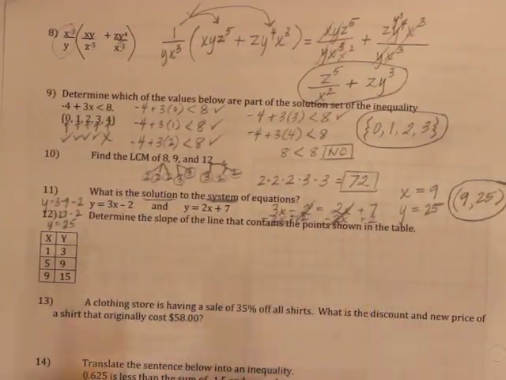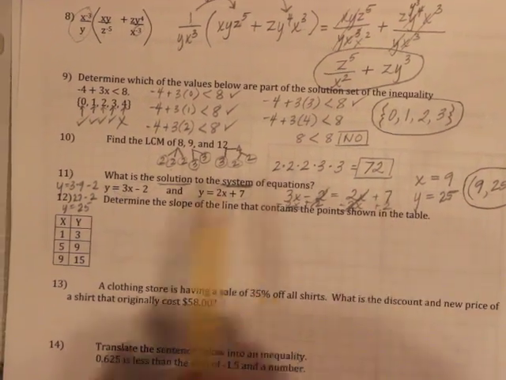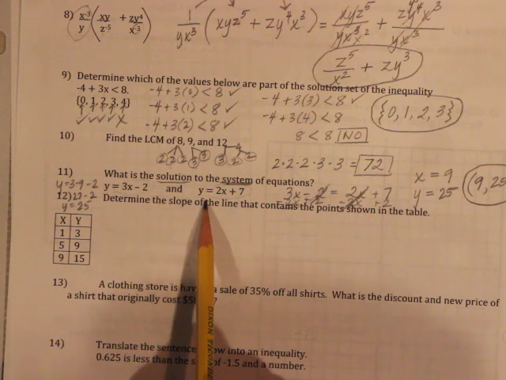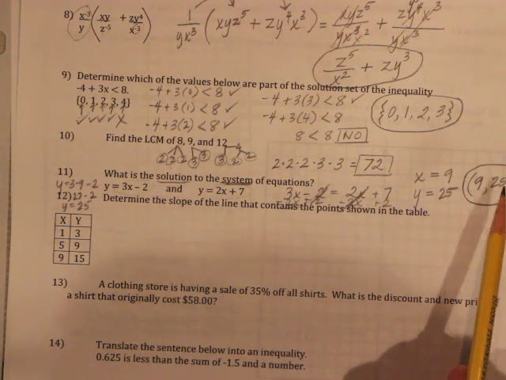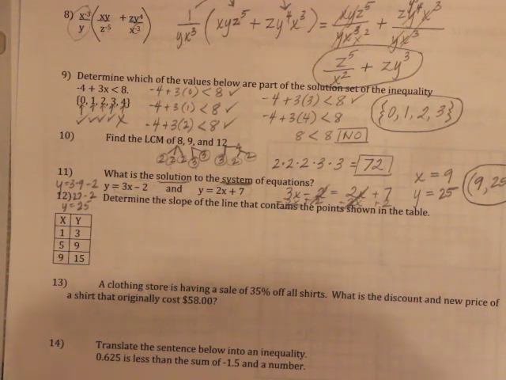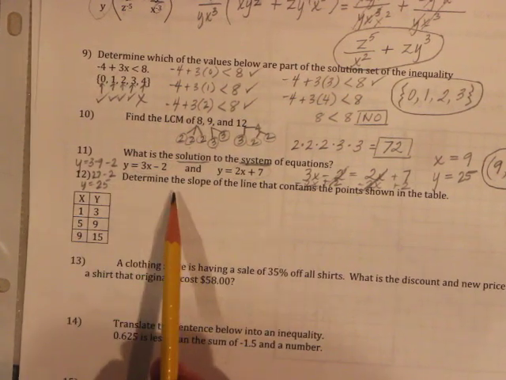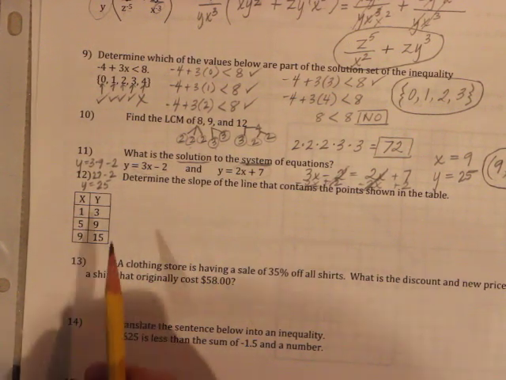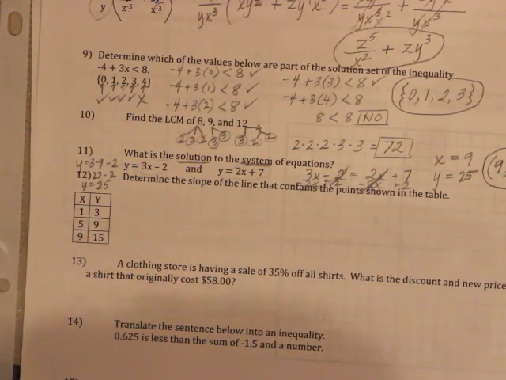That's the solution to the system of equations. These two equations will both be true. They will both be satisfied when x is 9 and y is 25. Okay, for number 12, we're going to determine the slope of the line that contains the points shown in the table. So I've got a few different points here to choose from.